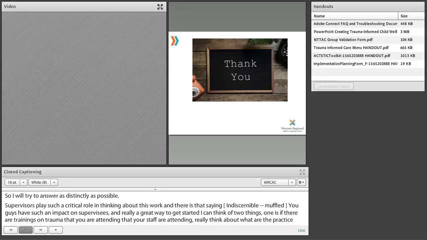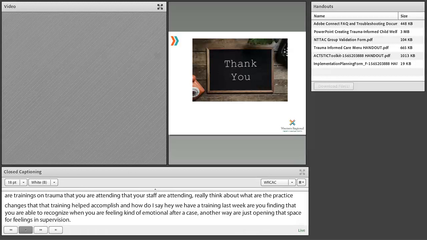Another way is just opening that space to bring feelings into supervision. Again, for some that might be really easy to do, for others that might be new, so it might just be a simple thing as, what was that like? What did that feel like for you? And opening that kind of conversation, that dialogue.